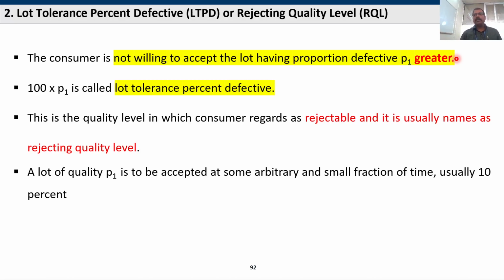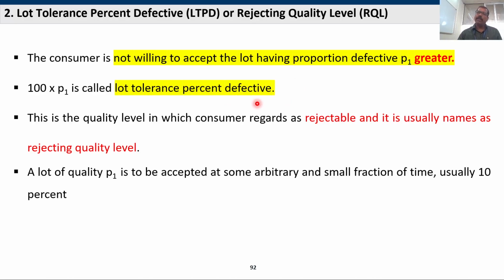So how much percentage of defective can be available in the lot or sample which you are taking. Acceptance quality level means how much percentage or proportion you are accepting; rejecting quality level or lot tolerance percent defective means how much you are not accepting. Okay, so this is how you have to define it. Then this can be calculated by 100 times P1, which is called the lot tolerance percent defective.